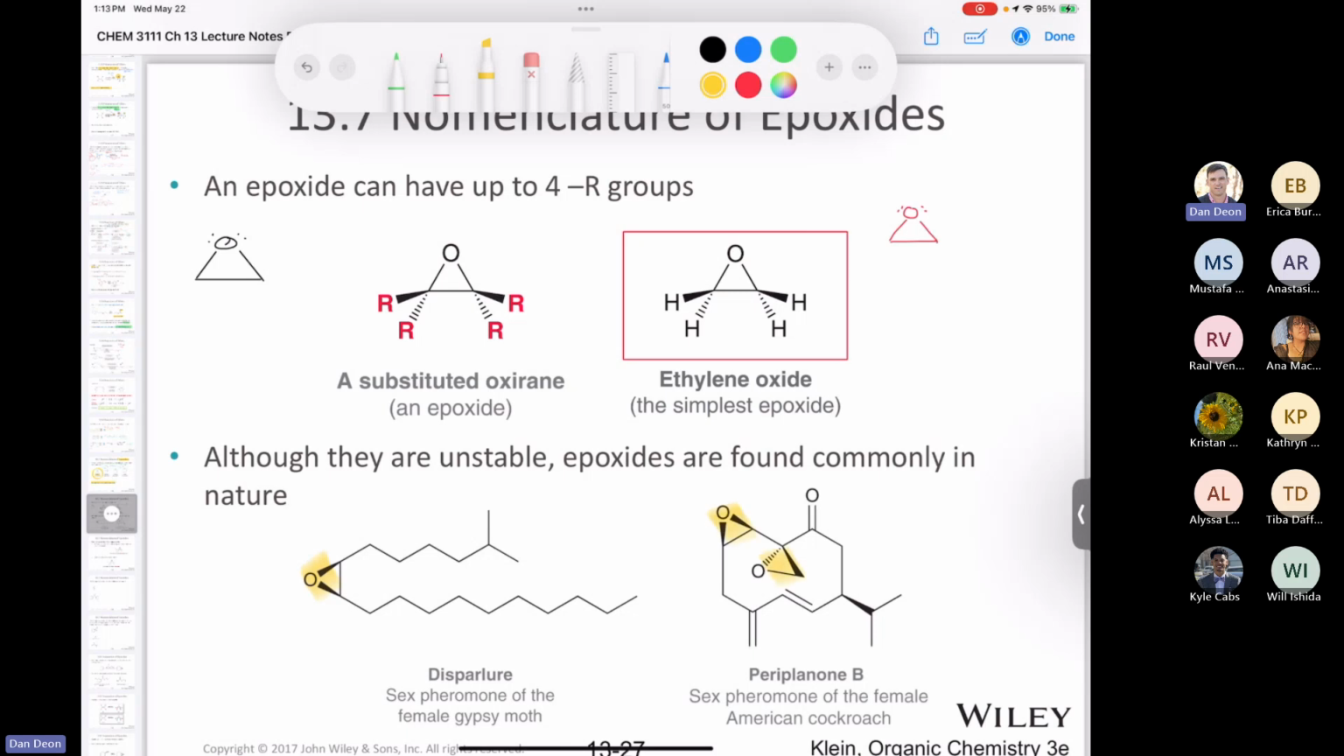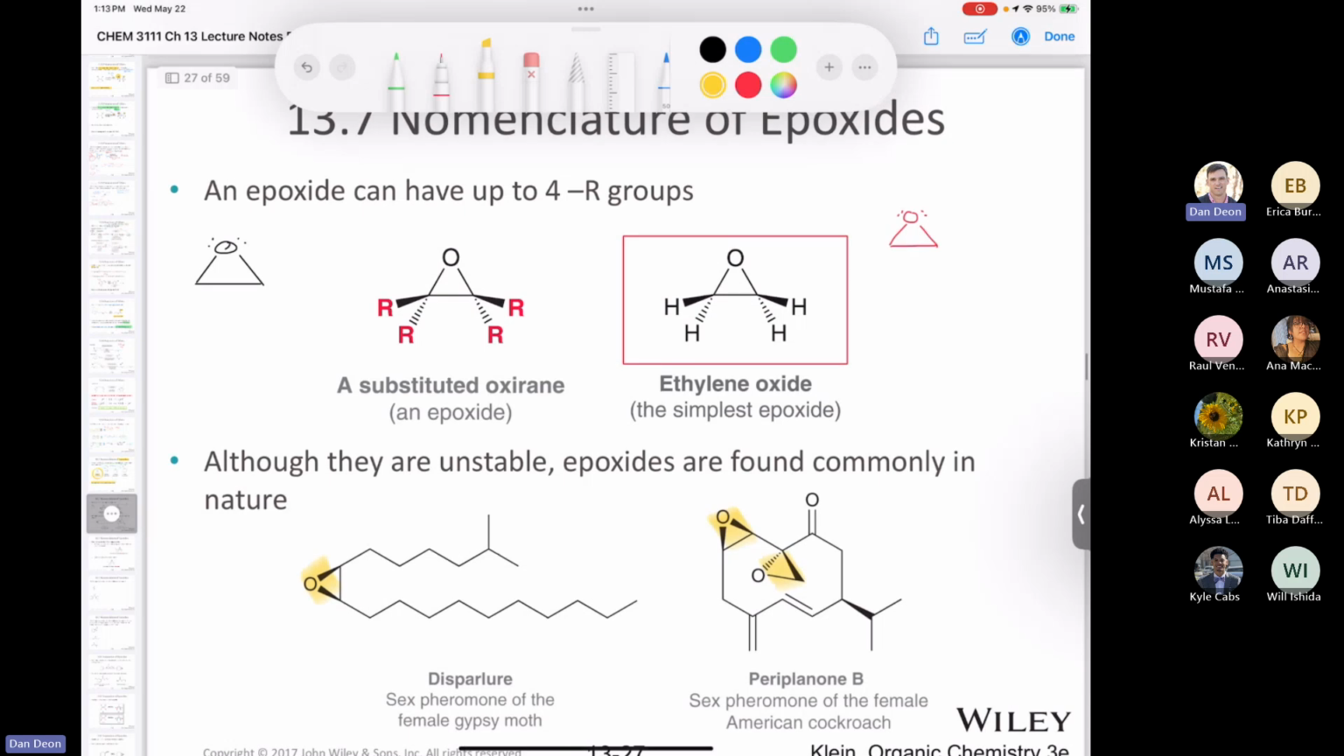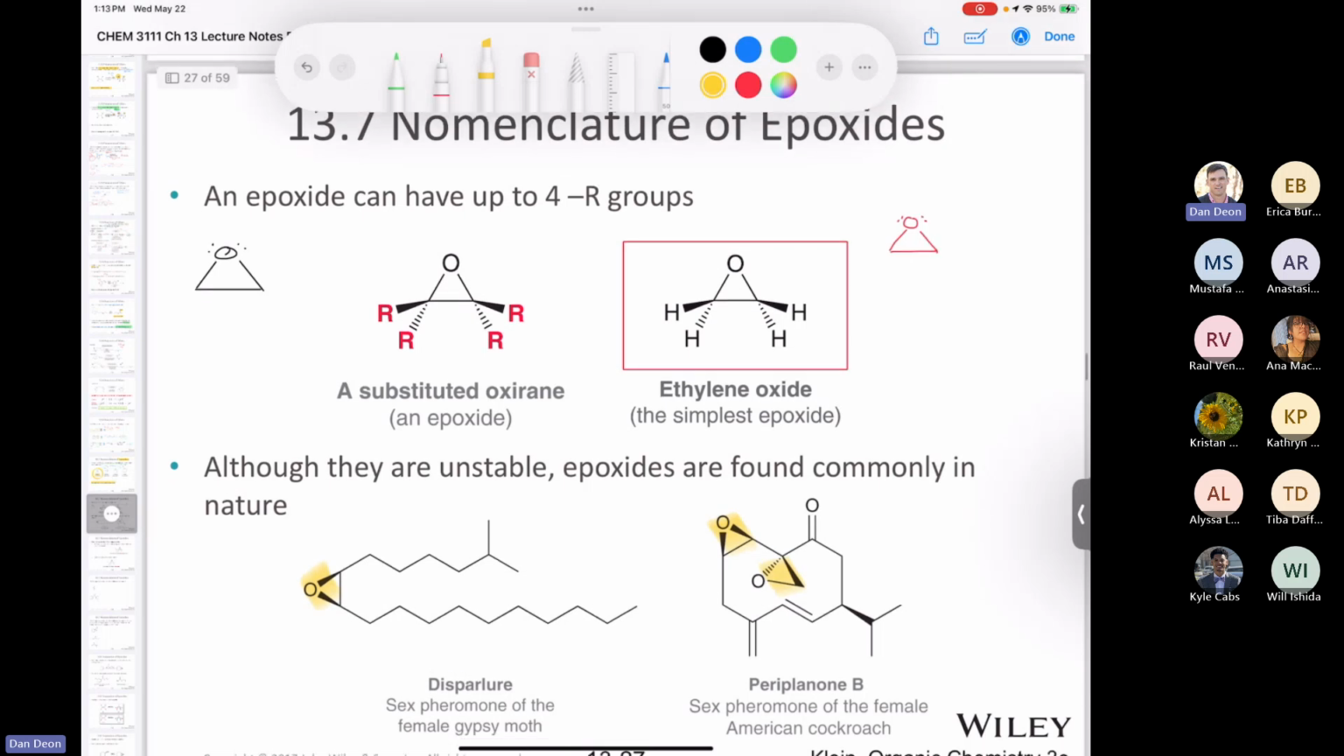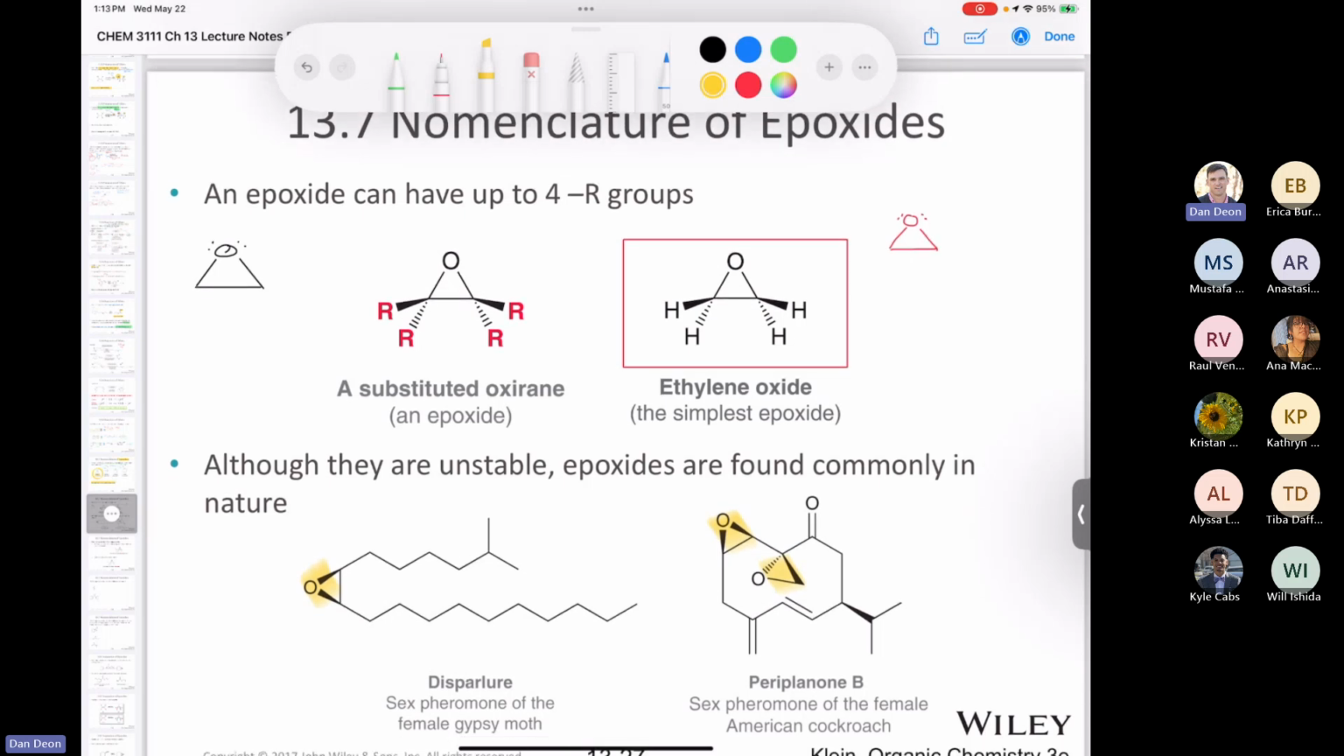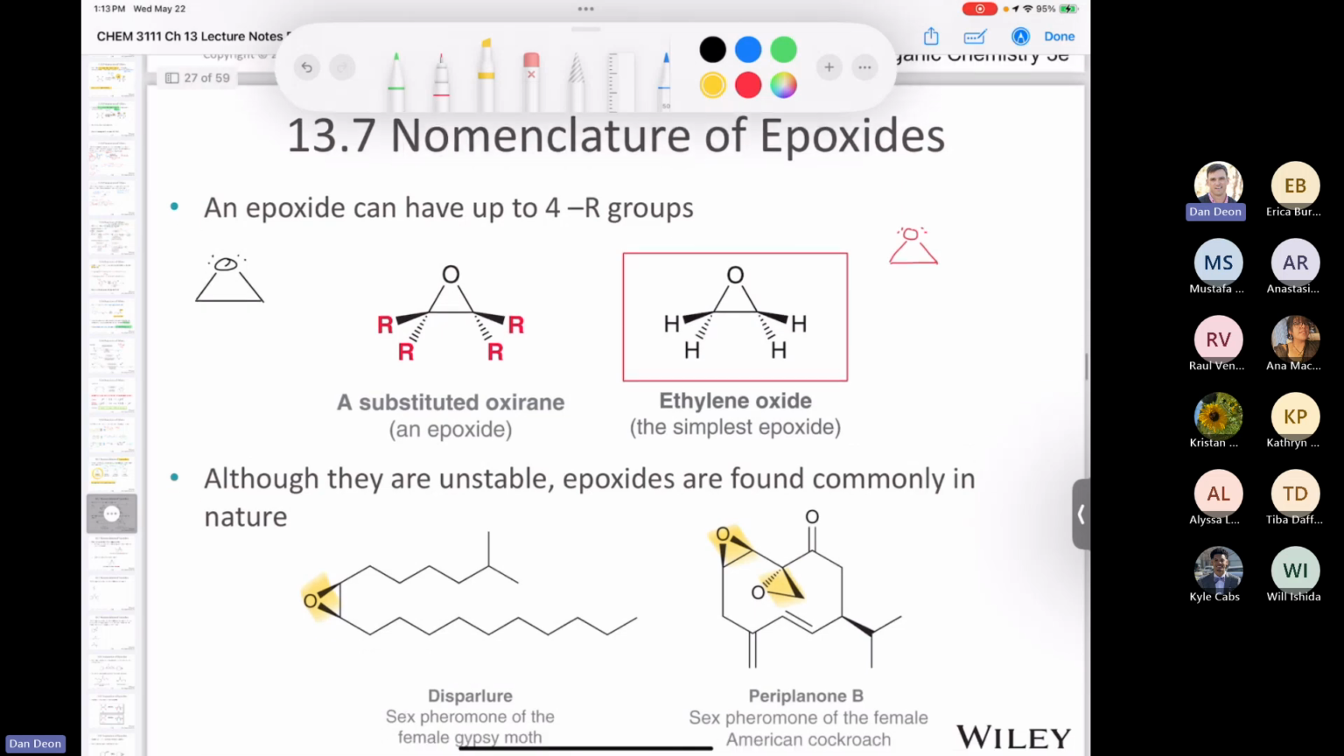That looks like a very difficult compound to build, but anyhow, it's a sex pheromone of this cockroach, which again, I'm not going to test you on these. Just be aware that you can find epoxides in nature.